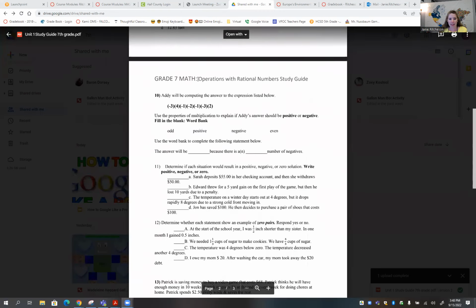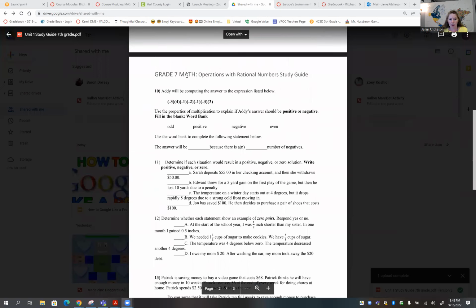All right, number 10. Andy will be computing the answer to the expression. All right, so let's see how many negative signs we have. We have 1, 2, 3, 4, 5. 5 is an odd number, which means the answer would be negative, right? The answer will be negative because there is an odd number of negatives, right? 1, 2, 3, 4. Yep.